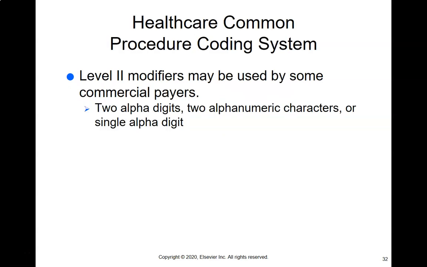Healthcare Common Procedure Coding System. Your HCPCS Level 2 modifiers may be used by some commercial payers. They are 2 alpha digits, 2 alphanumeric characters, or a single alpha digit. And remember, there is a brief list of modifiers found in Appendix A of the CPT book, and then a comprehensive list may be found in the HCPCS National Level 2 Code Book. And this completes the lecture of Chapter 13, Procedural Coding.